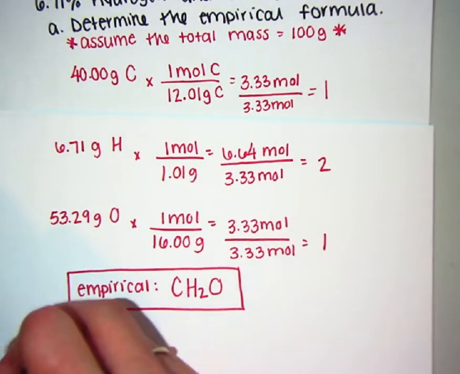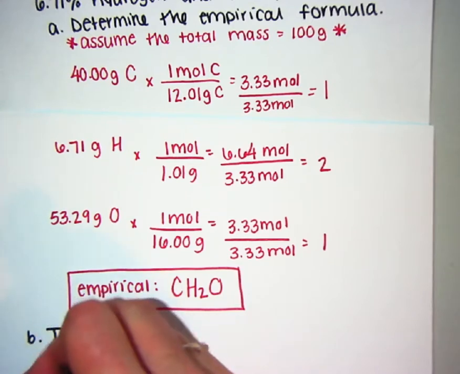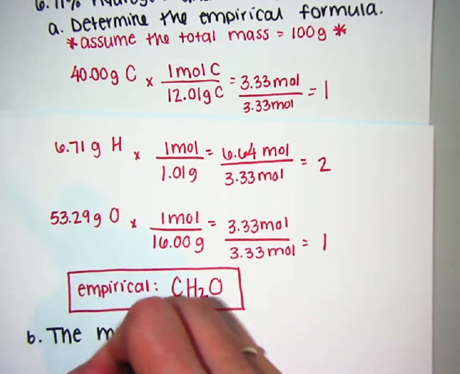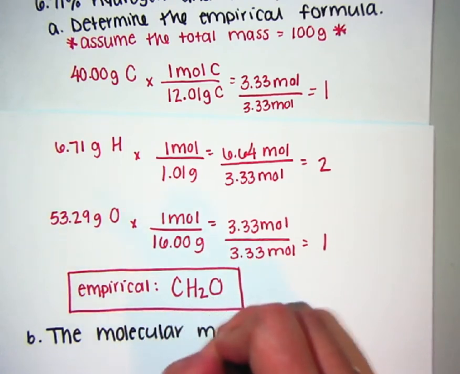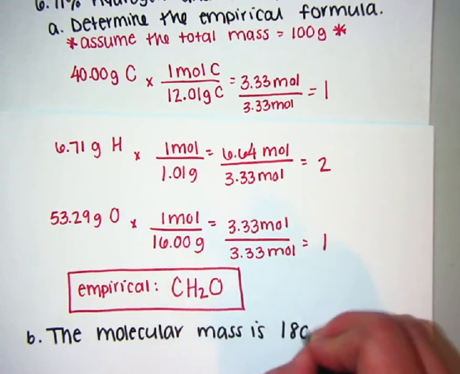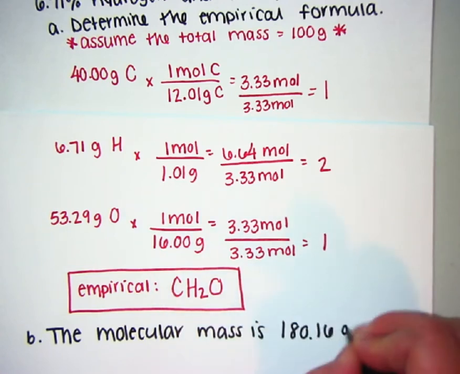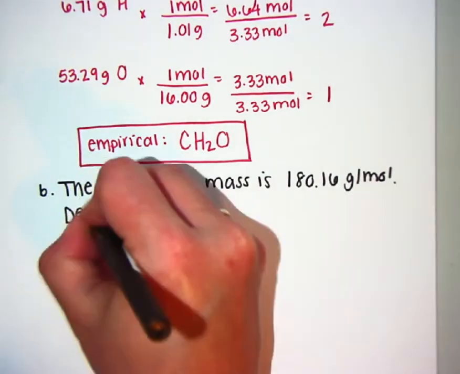Next question. The molar mass, or the molecular mass, is 180.16 grams per mole. Determine the molecular formula.